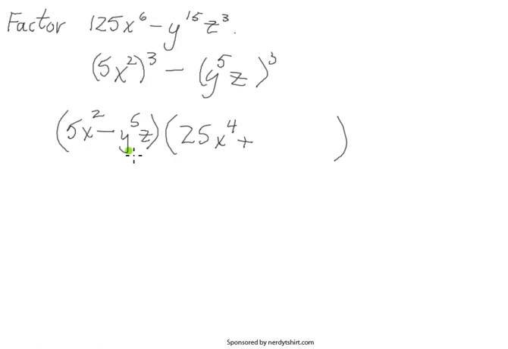Then the product of the two things in the binomial. So the two things in the binomial are 5x squared and y to the fifth z. So you have their product in the middle. There's 5x squared y to the fifth times z. And then finally, the pattern says you always add on the square of the last thing from the binomial factor. Well, the last thing here was y to the fifth z, so you square that, and you get y to the 10th and z squared.